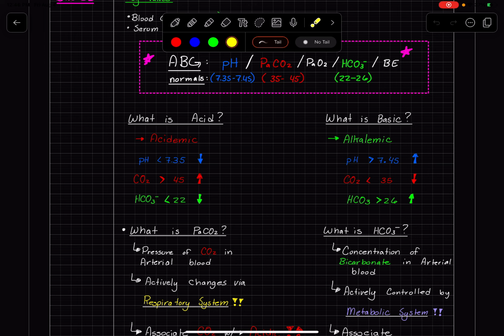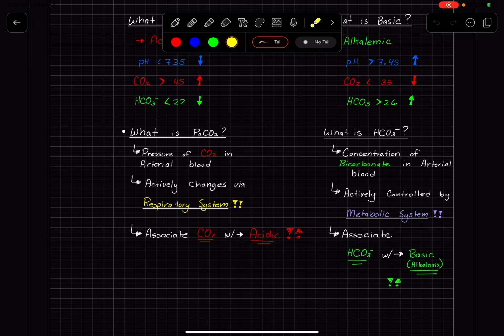Okay, then what is basic? Basic is also called alkalemic, meaning more basic in the blood, or the blood is basic. Alkalosis, alkalemic, mean base. It's just another word for base. So pH greater than 7.45, so a high pH is basic. CO2 less than 35, so a low CO2 is basic. And bicarbonate more than 26, which is more basic, because you have more base.